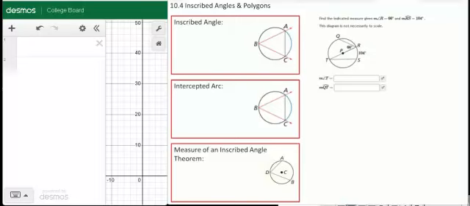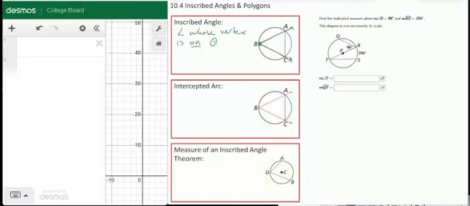And so an inscribed angle is an angle whose vertex is on the circle. And so here, angle B is an angle whose vertex right here is on this circle. So that's considered an inscribed angle. Right? Again, a central angle has a vertex at the center, an inscribed angle is on the circle itself.